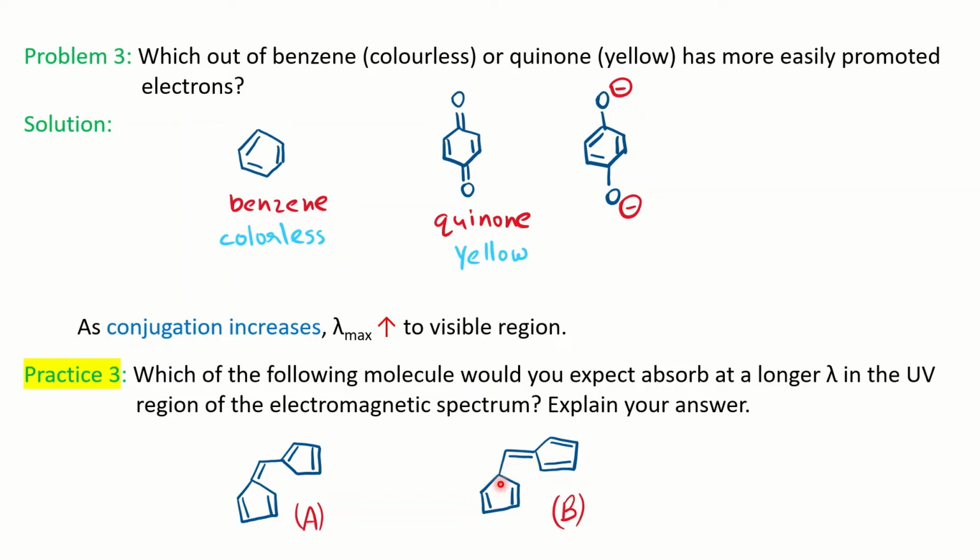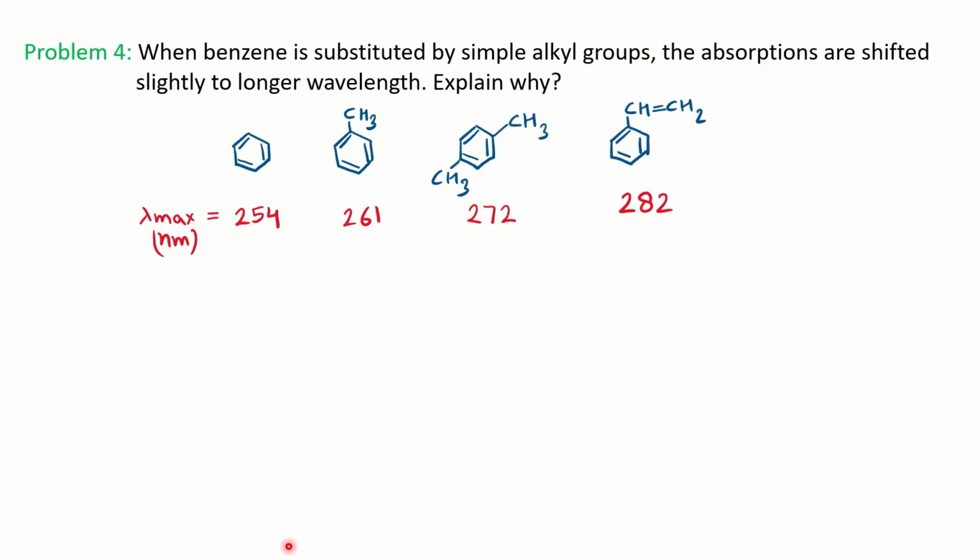Now you have sigma and sigma bonds. While for extended conjugation, you should have double bond, sigma bond, double bond, sigma bond. So this is not applicable in case of B. In case of A, all are alternating: double bond, sigma bond, double bond, sigma bond, double bond, sigma bond, like that. So the extension of conjugation is present here. So the answer is A will have the higher lambda max value.